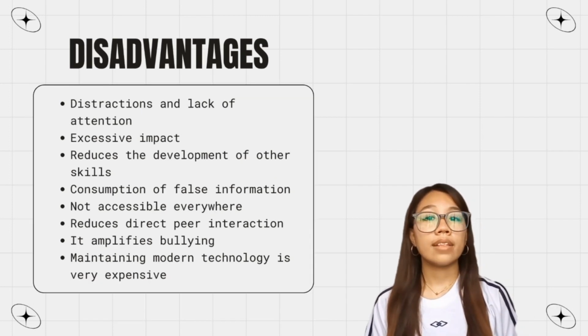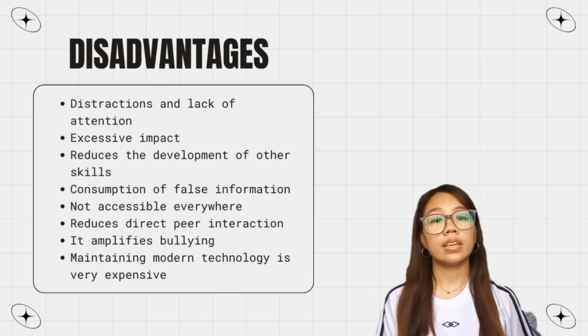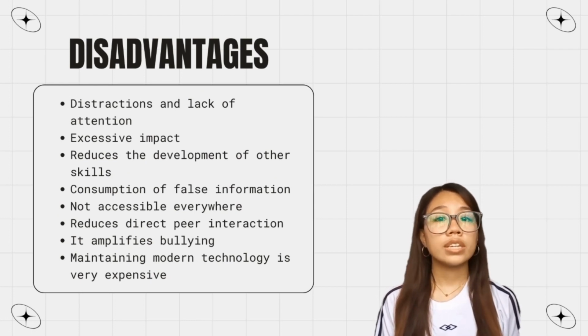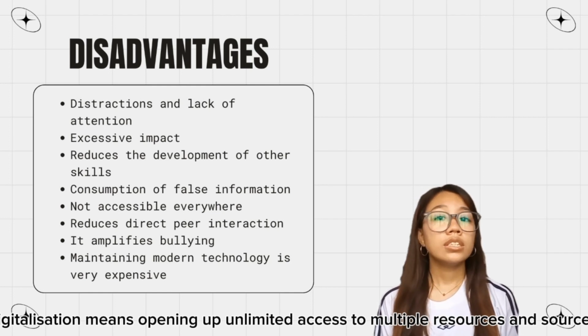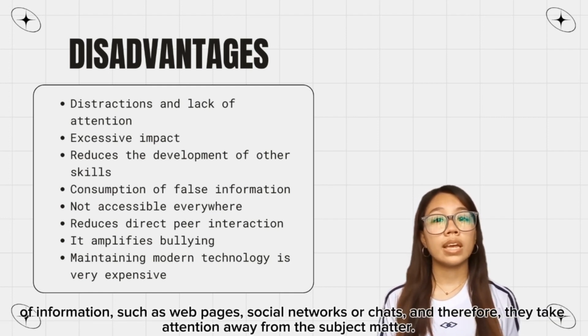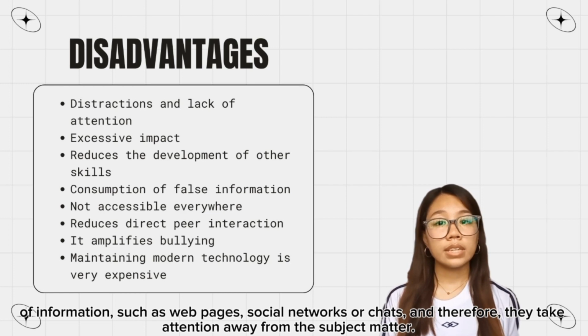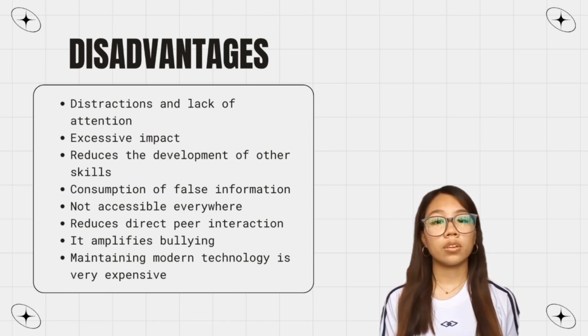Next are the disadvantages of ICT in education. So, distraction and lack of attention. Digitalization means opening up unlimited access to multiple sources and resources of information, such as web pages, social networks, or chats, and therefore they take attention away from the subject matter.